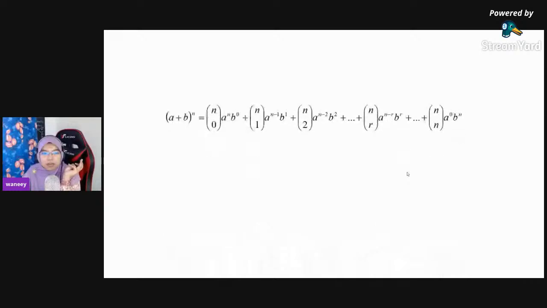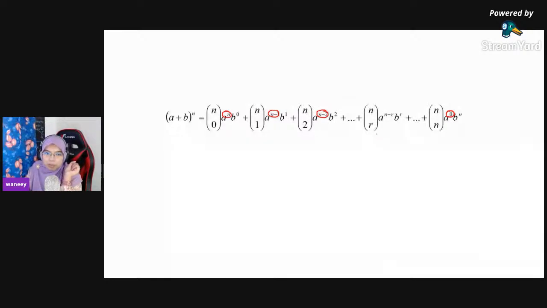Okay, so now (a + b) to the power of n. If you refer to the formula, we are going to start with nC0, nC1, nC2, nCr up until nCn. The power of a should be decreasing. So we start with n, and then we deduct 1 from it, so n minus 1, deduct another 1, so n minus 2, and so on until you have a to the power of 0. So that is for the a.